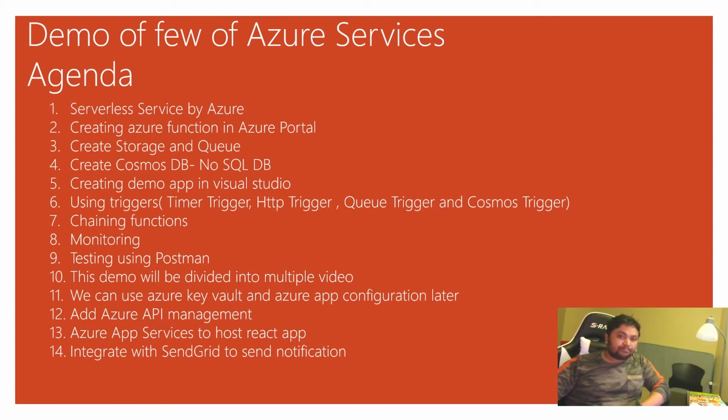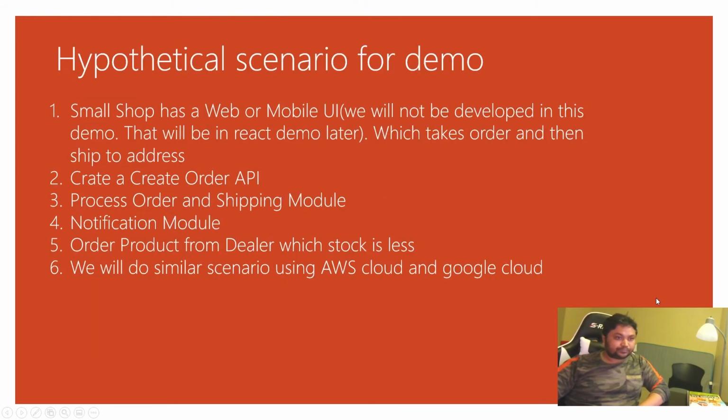We will add some more Azure services, and basically we are going to add Azure API Management. We are going to create Azure App Service, which is another service provided by Azure. We are going to integrate SendGrid, a third-party service hosted on Azure, to send notifications. So these are too many components, too many services provided by Azure. We are going to use all of them. That is why I am going to split this into multiple series.